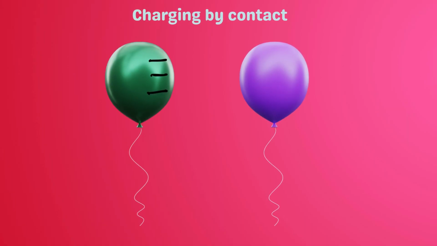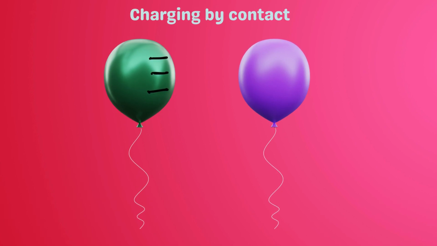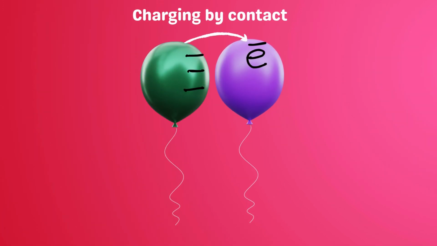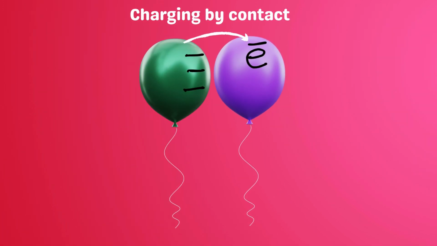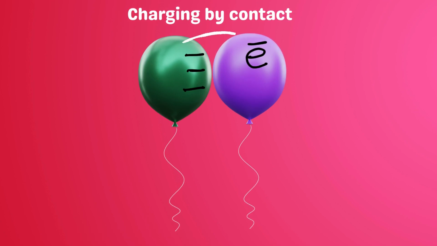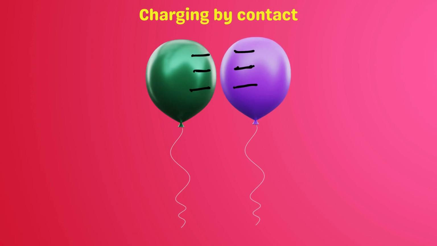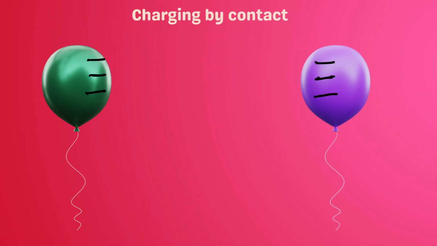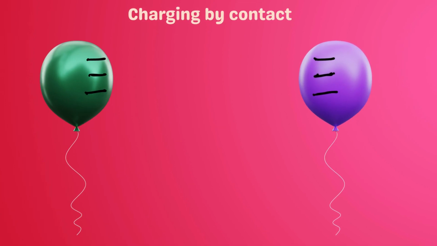Objects can be charged just by contact also. Now, we will touch the negatively charged balloon onto an uncharged balloon. Some of the excess electrons on the charged balloon will move to the neutral balloon, making the second balloon also negatively charged. Since like charges repel, the two negatively charged balloons will move apart.